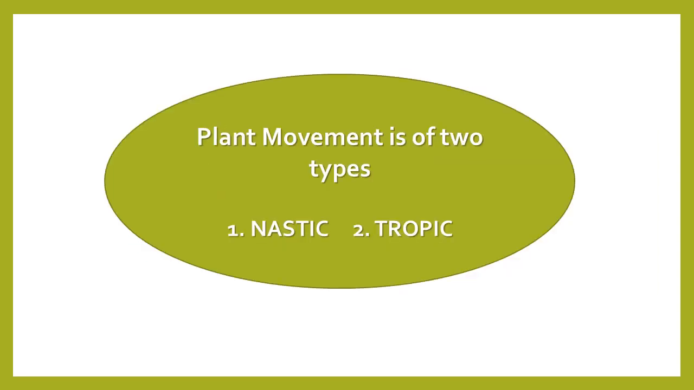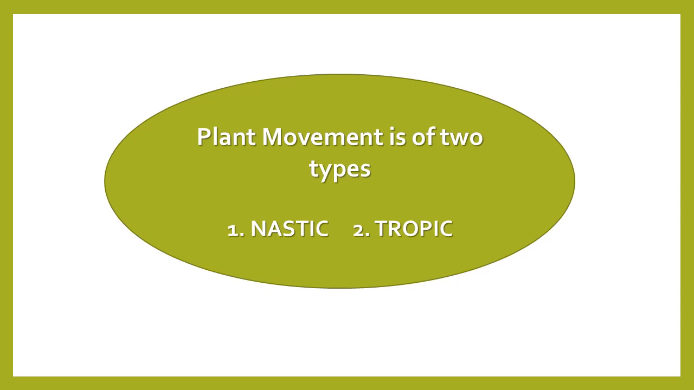Plant movement is of two types, nastic and tropic. They can't locomote, meaning they can't move from one place to another. Locomotion in that way is not there as we can, but body parts can move. So that can be nastic or that can be tropic.